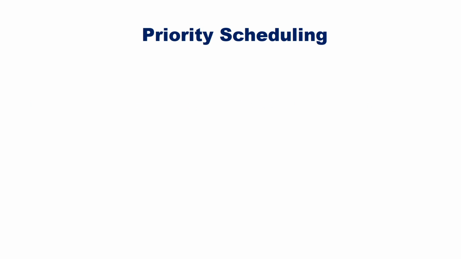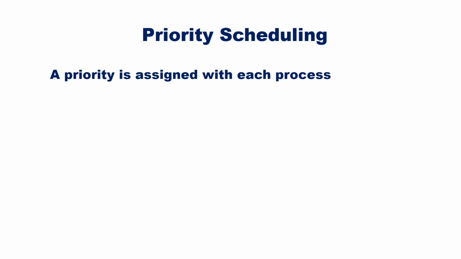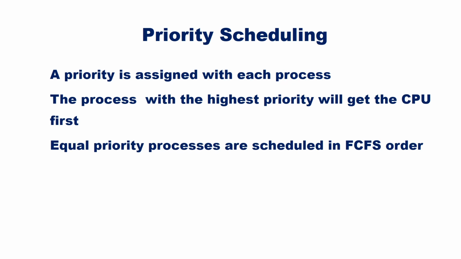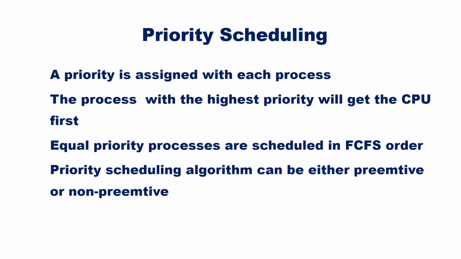Next scheduling algorithm is priority scheduling. In priority scheduling, a priority is assigned to each process. The process with the highest priority will get the CPU first. Processes with equal priority are scheduled in first-come, first-served order. Priority scheduling algorithm can be either preemptive or non-preemptive.